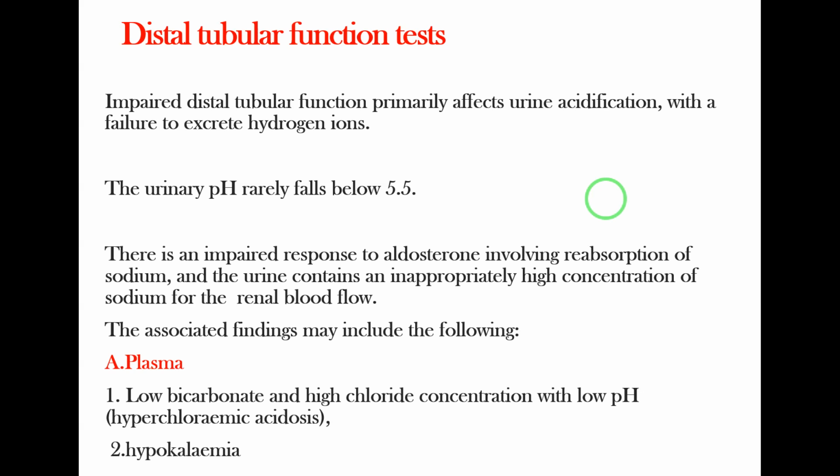In addition, if we take a blood sample and test for bicarbonate, we will find that the level will be low. Chloride will be high, and the pH also will be low. This is called hyperchloremic acidosis because the chloride is high and the pH is low. The pH is low because the hydrogen ion cannot be secreted. In addition, we will have hypokalemia.